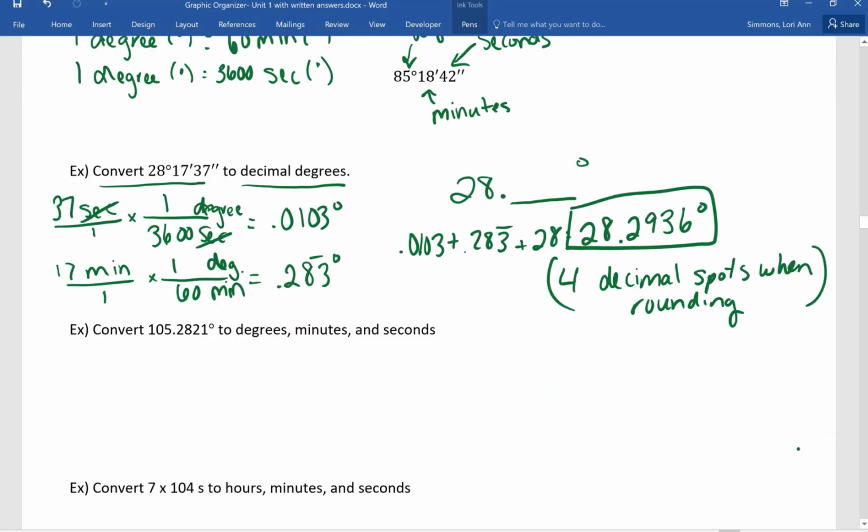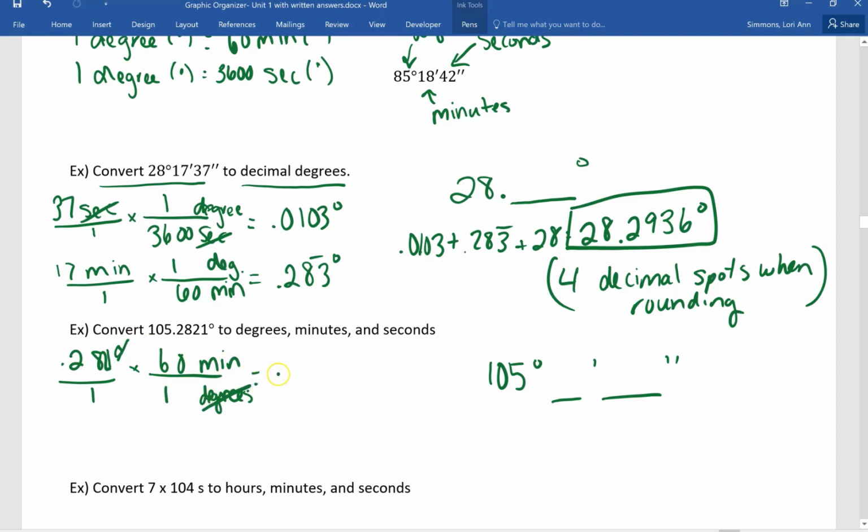Moving on to the next example, we're going to do the reverse. So again, we have 105 degrees. Now we need to figure out the minutes and seconds. So take the 0.2821 degrees, put that over 1. We want to get rid of degrees, so we're going to put that at the bottom. And we first want to convert to minutes now. So 1 degree is 60 minutes. The degrees cancel. When you do the multiplication, you get 16.93 minutes.